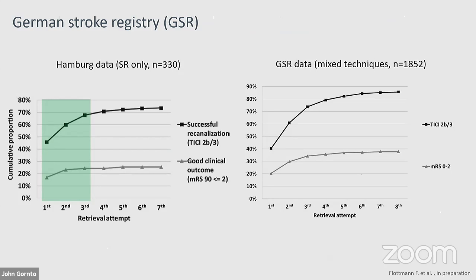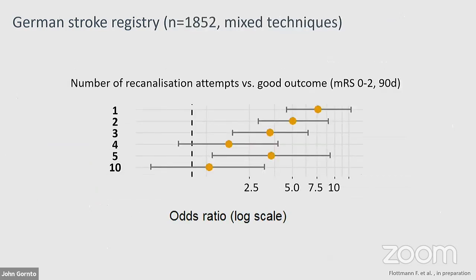And if we look at the German stroke registry, again with 1,800 patients, we had a look at the same question. And what you see here is that with the third retrieval attempt, again, you still have an improvement of clinical outcome. And you might guess that beyond the third retrieval, there is still an improvement in clinical outcomes. The statistical analysis is not concluded so far, so I can't show you for sure. But if you look at the odds ratios for every retrieval here, first retrieval success, second retrieval success, third, you see that the chances of good outcome are decreasing.